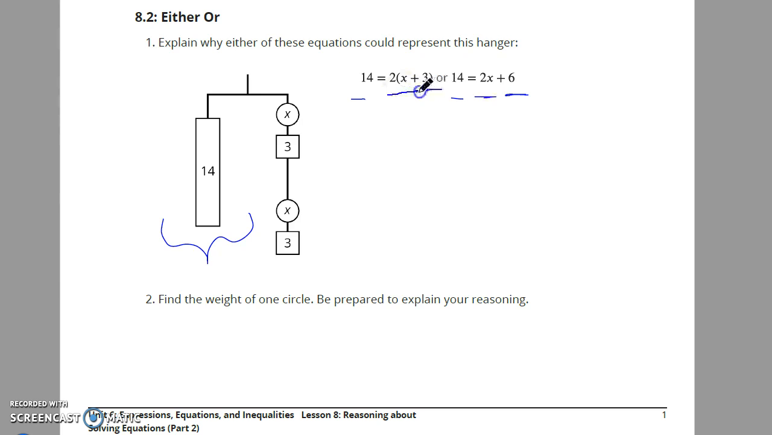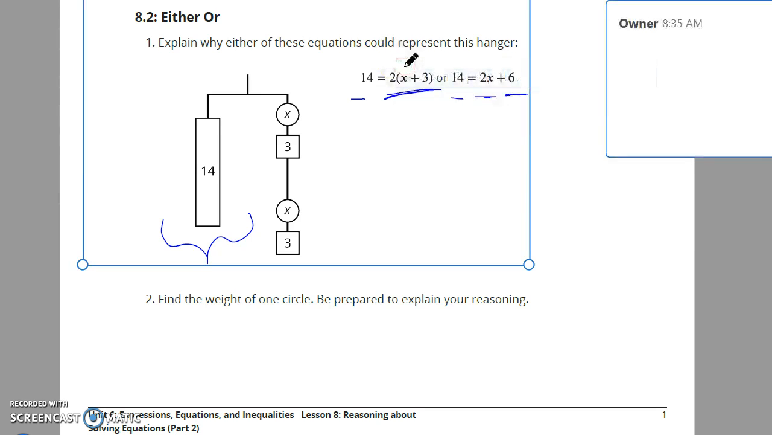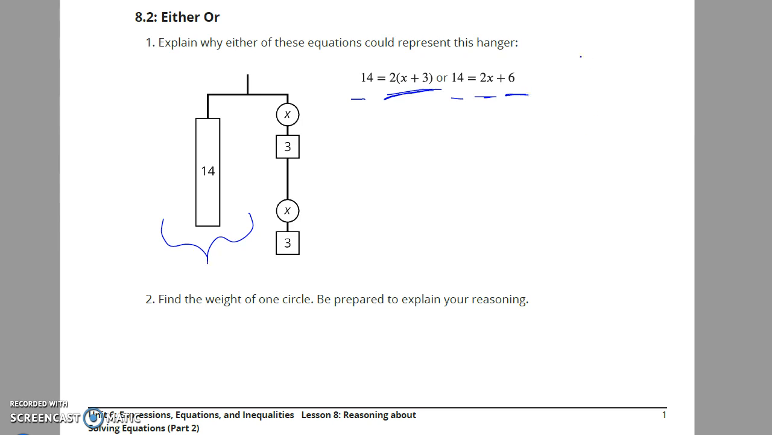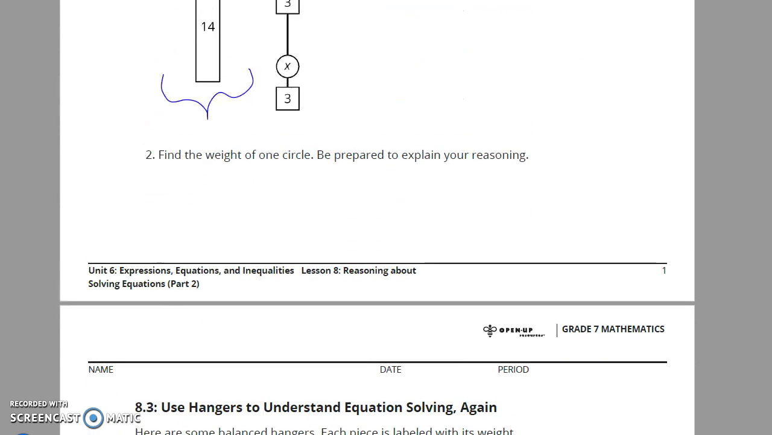The first equation over here, it is a distributive property. For example, the 2 times the x and the 2 times the 3. 2x plus 6. Please make sure you understand this concept and can explain it.